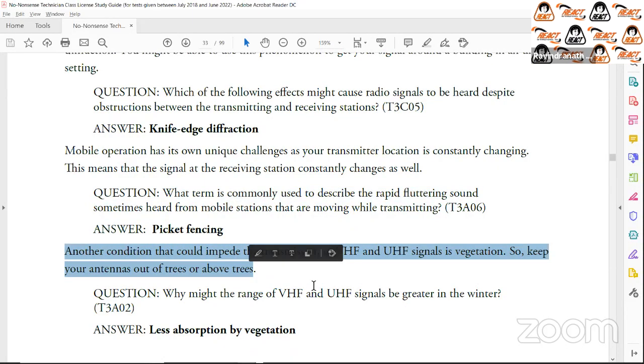Another condition that could impede your transmission, especially on UHF and VHF signals, is vegetation, meaning trees or bush, trees of any sort, because they have sap in them, right? They affect the radio signals. Sap has moisture. So if you have a lot of tall trees and you're in the forest and you're operating on VHF and UHF, your signals will be affected by those trees, all right?